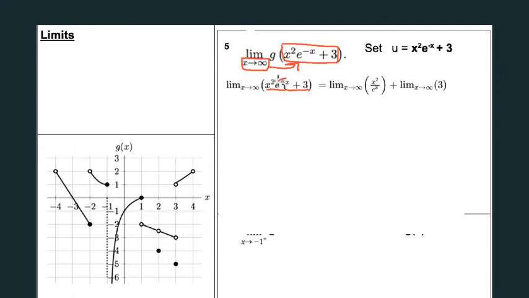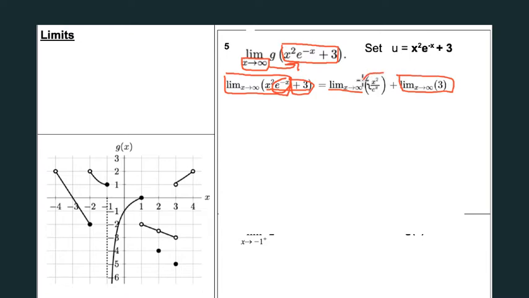Now, how would we rewrite this? That e to the minus x, I wouldn't want to write it with a negative, so I'm going to rewrite it with a positive. So it's going to be the limit as x approaches infinity of x squared over e to the x, plus the limit as x approaches infinity of 3. We broke it down into two limits. The limit of the sum is the sum of the limits. Now, this part's easy. What's the limit of 3 as x goes to infinity? If you've got a horizontal line at 3 and x goes to infinity, it's still 3.